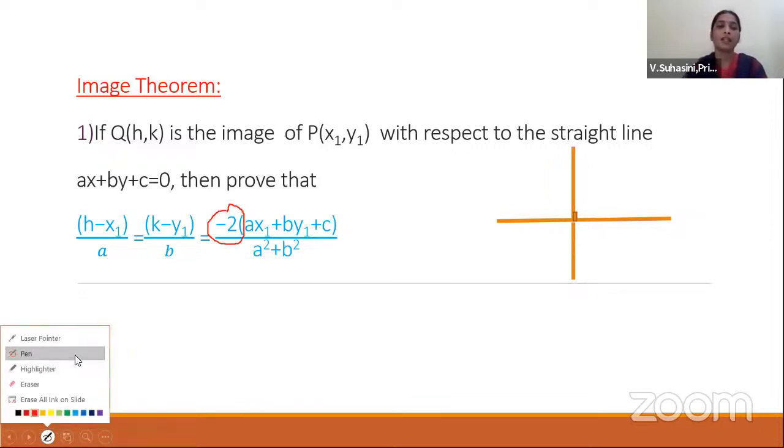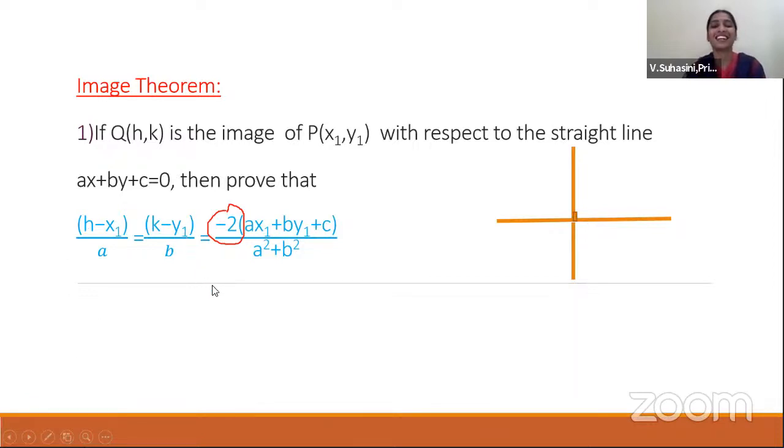Now, how to prove? Because half of the statement is the same, half of the proof will also remain the same, children. Let us draw the diagram. Understand the diagram carefully. We have a line ax plus by plus c equal to 0 in the plane. With respect to this line, we are going to find the image of the point P(x1, y1). The image will be formed, suppose, at Q(h, k). Then ax plus by plus c equal to 0 will be the perpendicular bisector of the line segment PQ. I shall repeat: ax plus by plus c equal to 0 will be the perpendicular bisector of the line segment PQ. What does it mean?